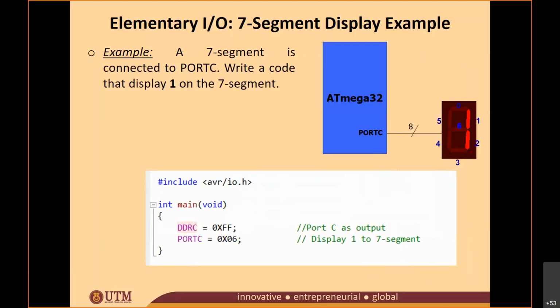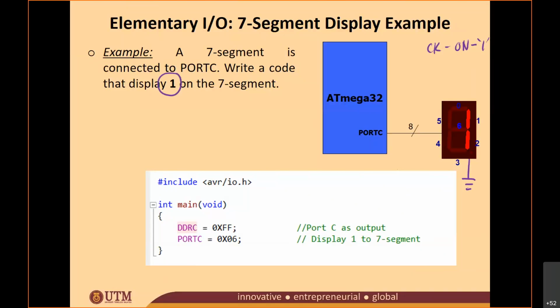Okay, so next, you are going to write code for a 7-segment display connected to your port C. Write a code that displays 1 on the 7-segment display. First, we need to identify whether this 7-segment display is common anode or common cathode. In this case, let's say this one is common cathode. For common cathode, to turn on, give 1; to turn off, give 0. Okay, you're going to display 1.